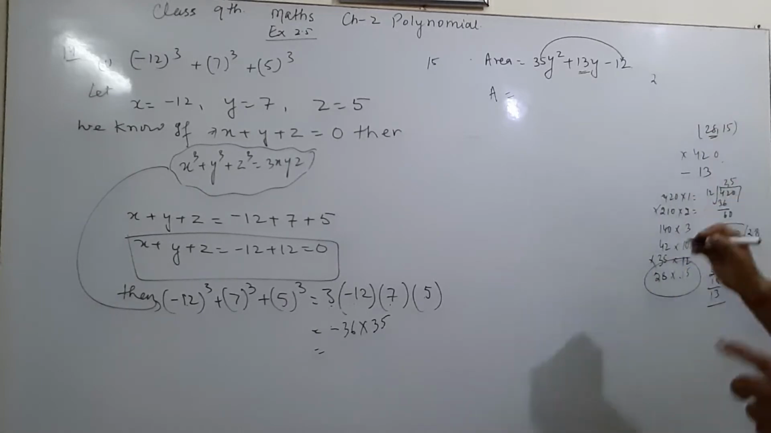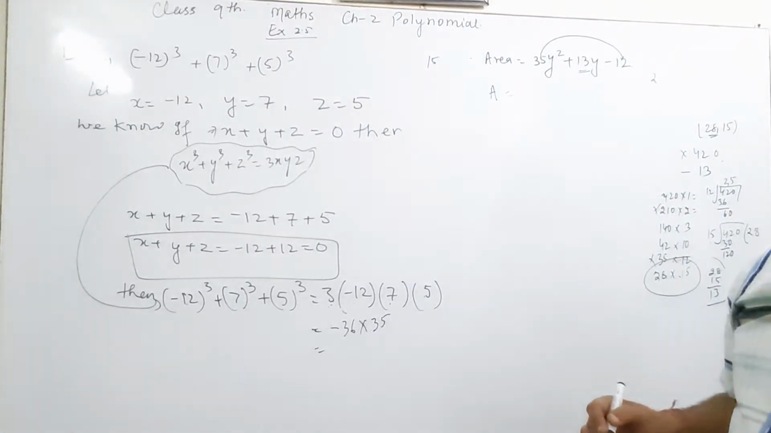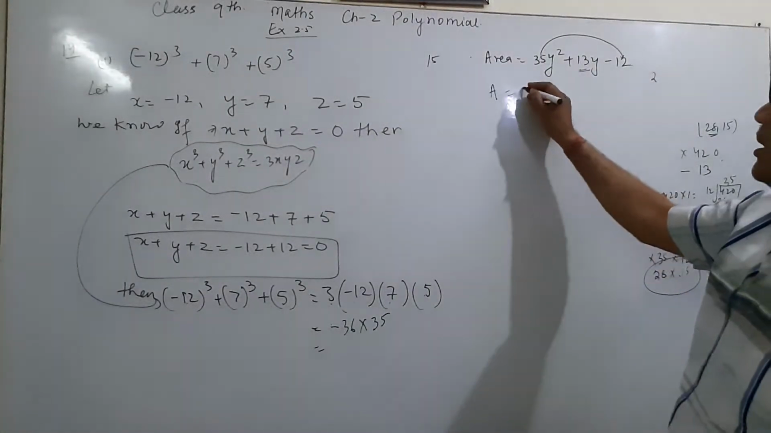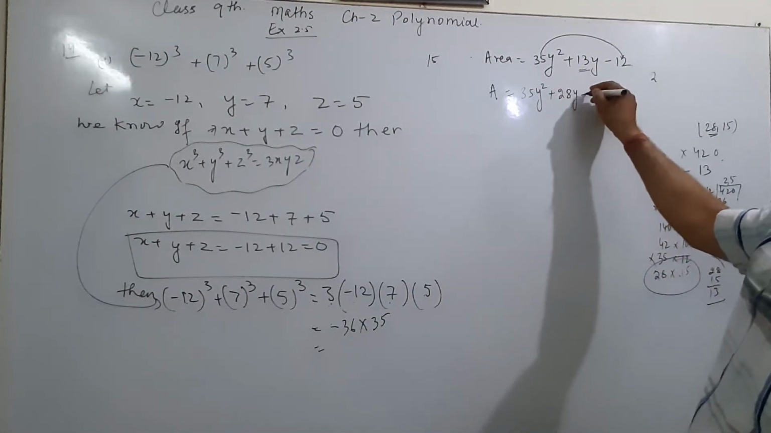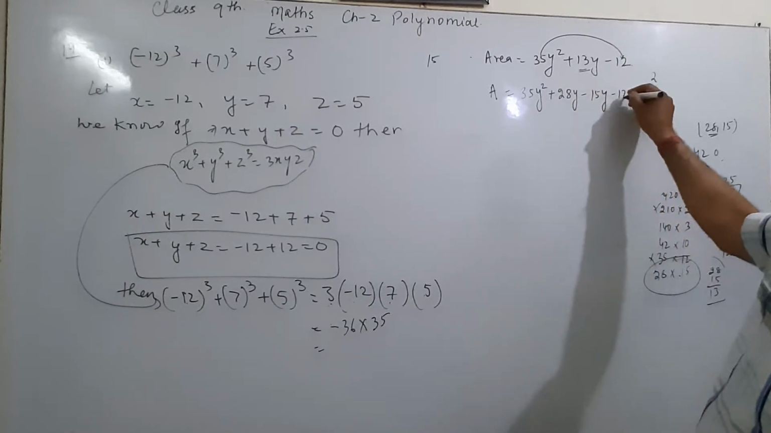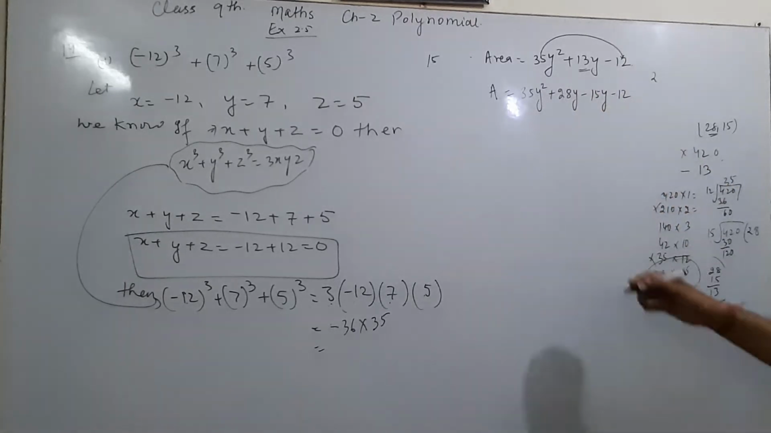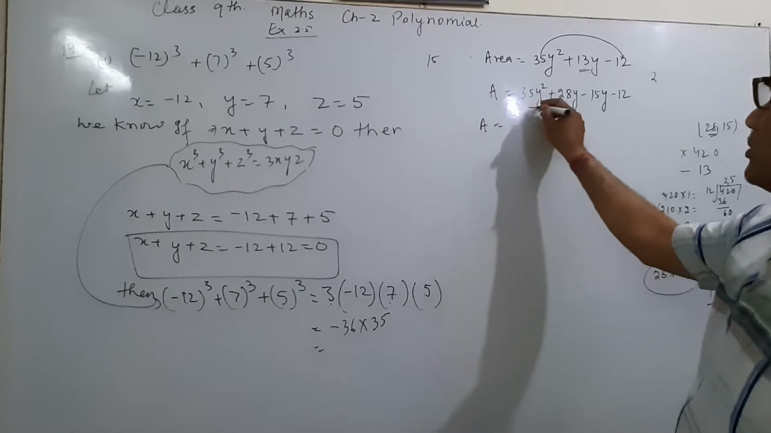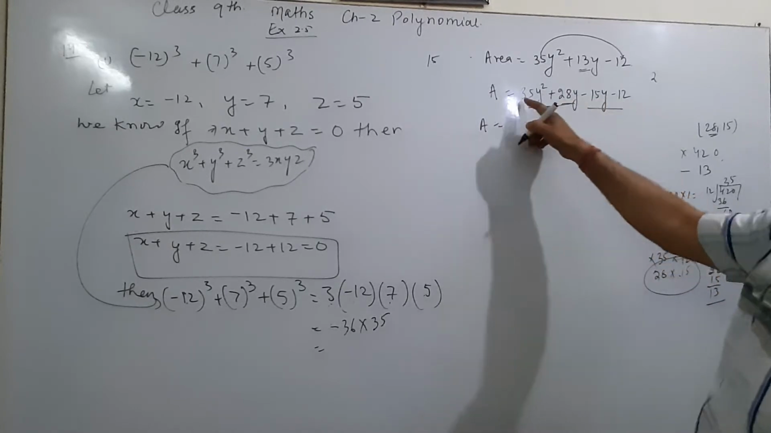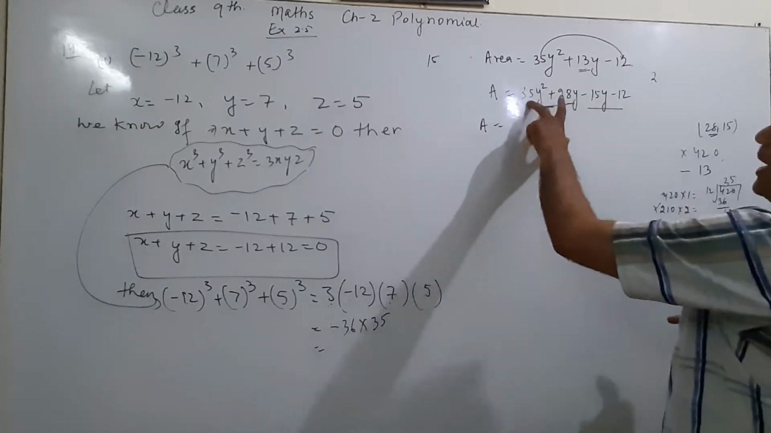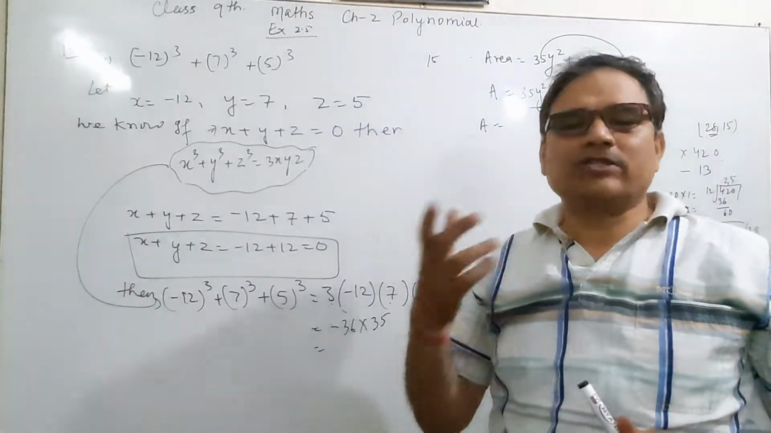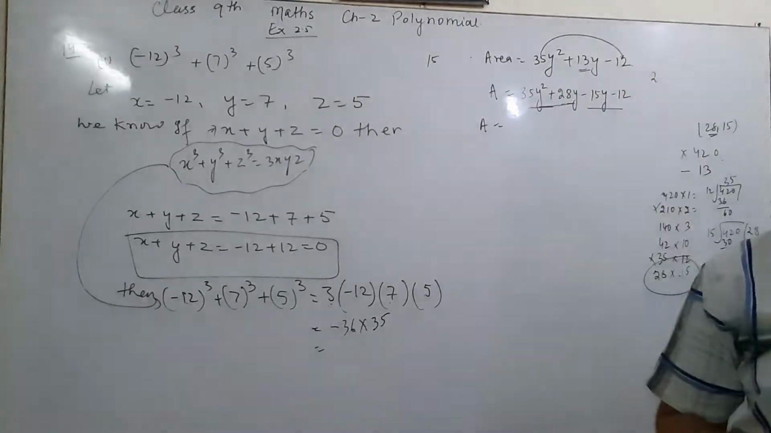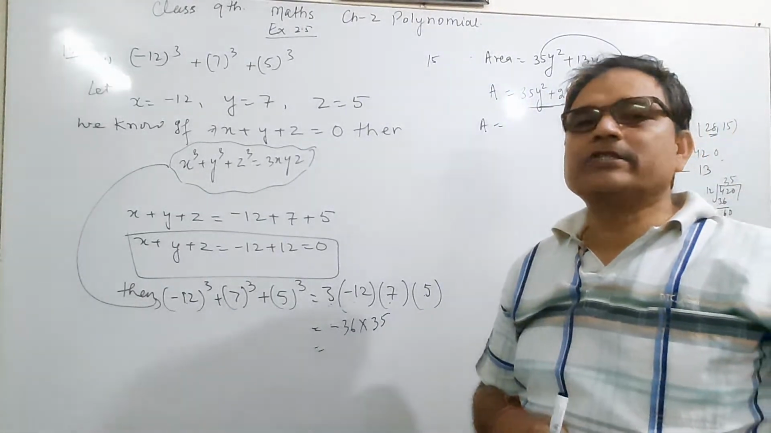I told you that first you have to write the larger number: 35y square plus 28y minus 15y minus 12. And what is common in between these two terms and these? What is the common factor? 35 and 28 are divisible by what? The highest common factor is 7.